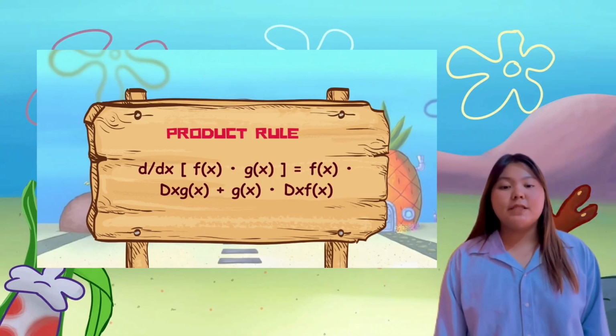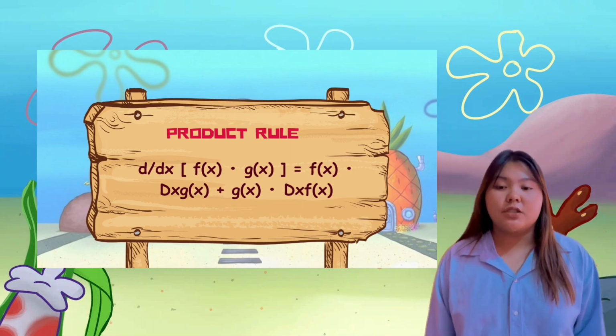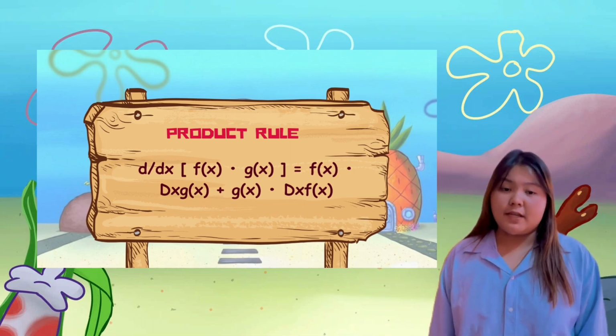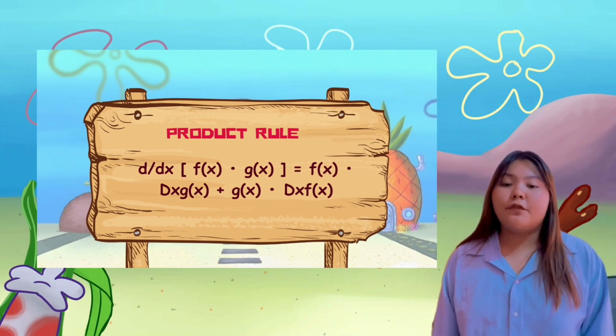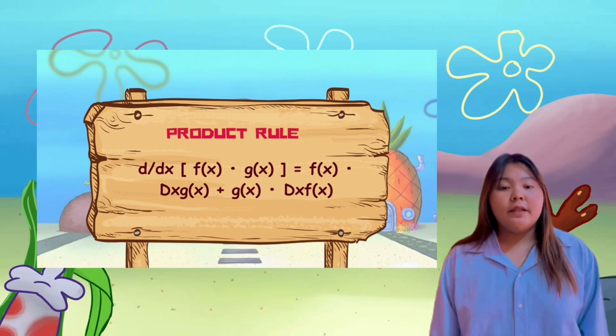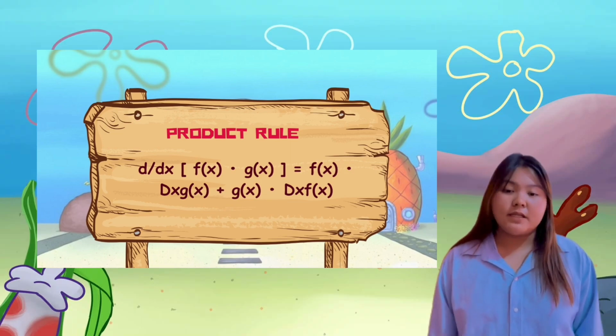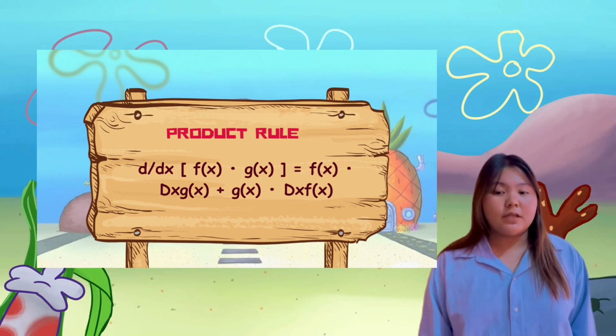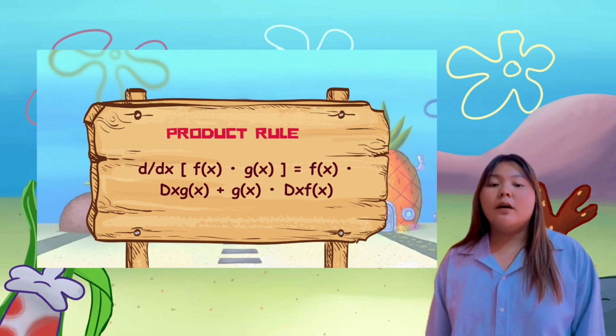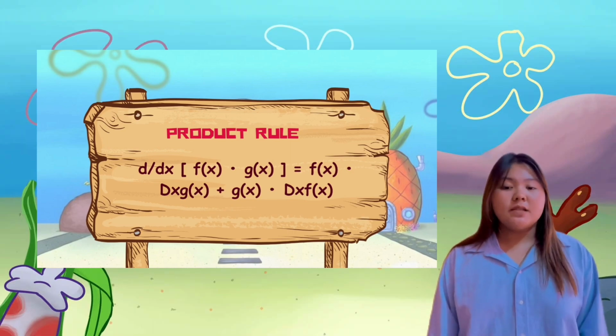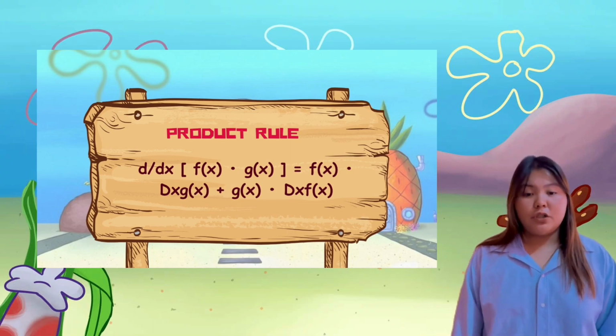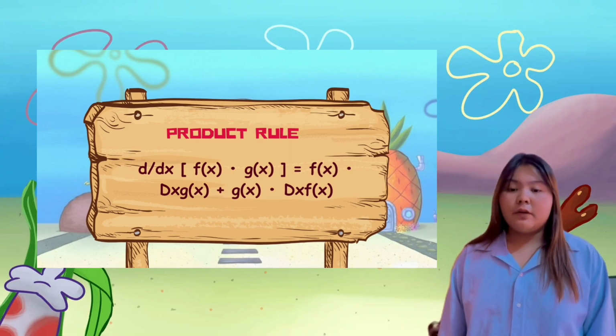In product rule, the first step in solving using this is to identify the function. If the function is f(x) times g(x), identify the two functions. Then find the derivatives of f(x) and g(x). Then apply the product rule, a formula like this: first function times the derivative of the second, plus the second function times the derivative of the first. Then you substitute the identified functions and their derivatives into the formula.